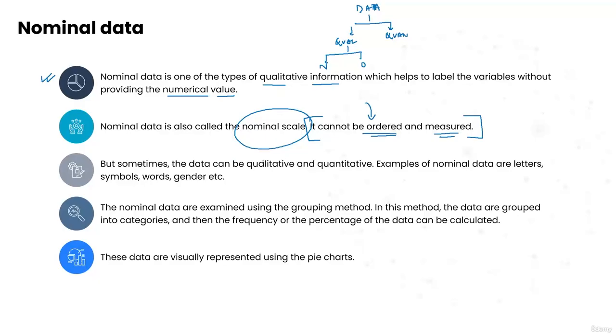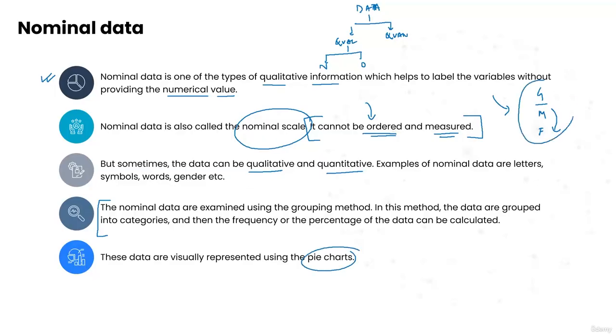But sometimes the data can be qualitative and quantitative. Examples of nominal data are letters, symbols, words, gender. Now, for example, we consider gender, male and female. We cannot order it. We cannot say males are superior to females or vice versa. So there is no ordering. Okay. The nominal data are examined using the grouping method. In this method, the data are grouped into categories, and then the frequency or the percentage of the data can be calculated. These data are visually represented using pie charts.